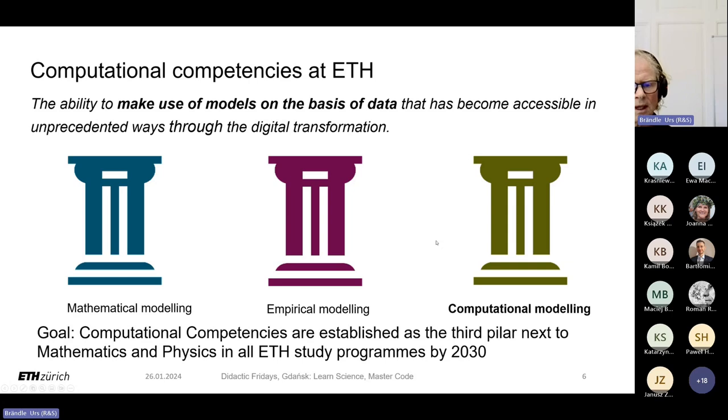So the school hired someone who tries to bring together all the efforts in bringing more of these computational competences in.